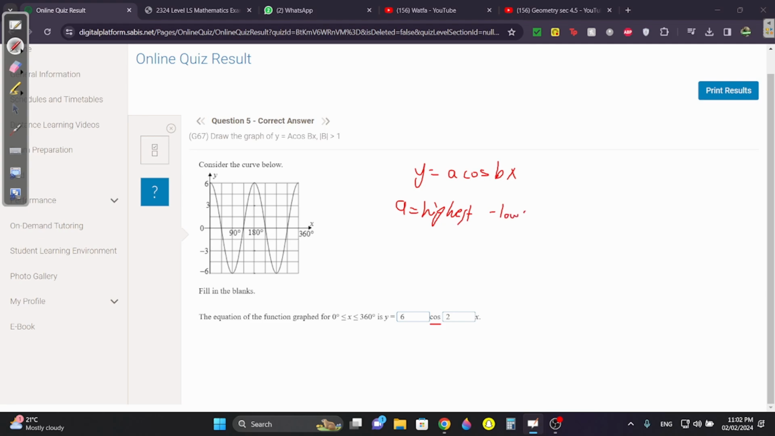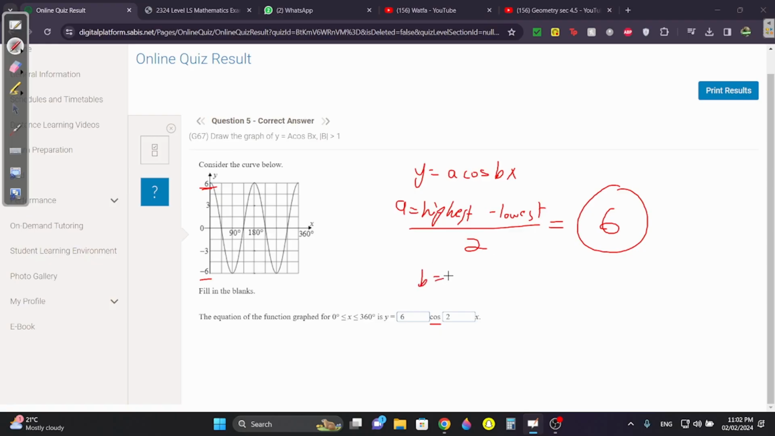But to save you time, if the highest and lowest points are both the same number, like 6 and negative 6, they're both 6's. It will obviously be 6, right? Because 6 minus negative 6 is 12, divided by 2 is 6. And to save you time, if it's the same number, just take the number.